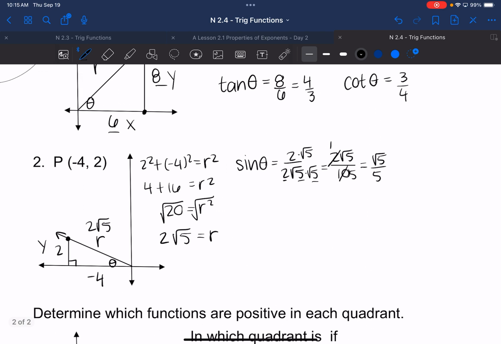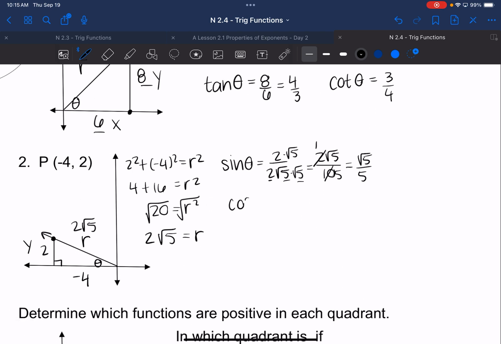Okay. All right, now let's look at cosine. So cosine is x over r, right? So what's that look like for us? What's cosine? X over r. So what numbers is that for us? 2. Good. And same thing, right? We can't leave the square root in the bottom, so I'm going to rationalize. I'm going to multiply by root 5, which gives us negative 4 root 5 over 10 again, right?